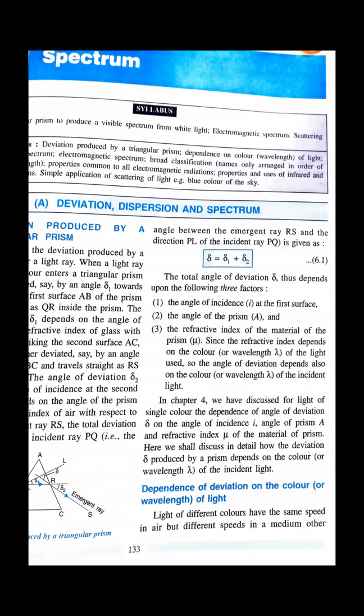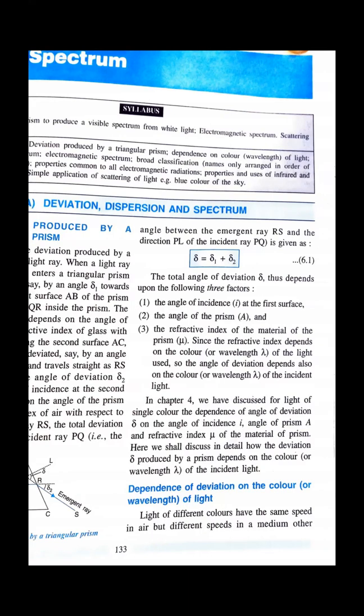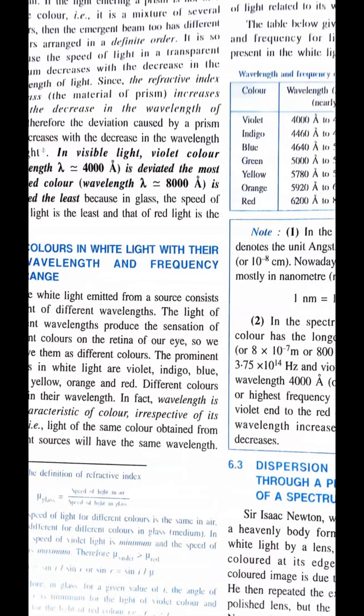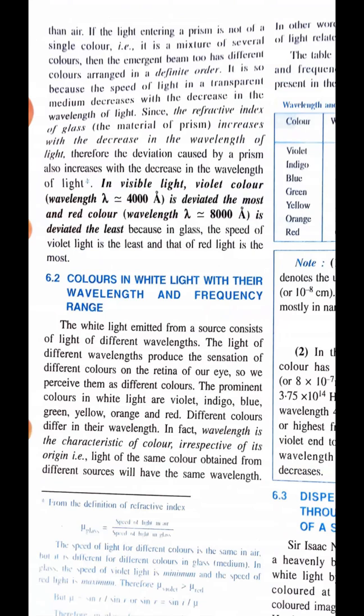Light of different colors have the same speed in air but different speed in a medium other than air. The light entering a prism is not of a single color. It is a mixture of several colors. Then the emergent beam too has different colors arranged in definite order. It is so because the speed of light in a transparent medium decreases with the decrease in the wavelength of light.